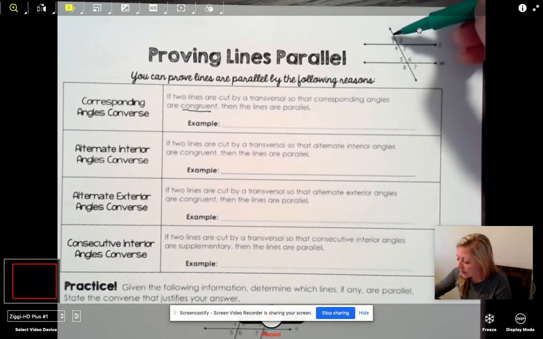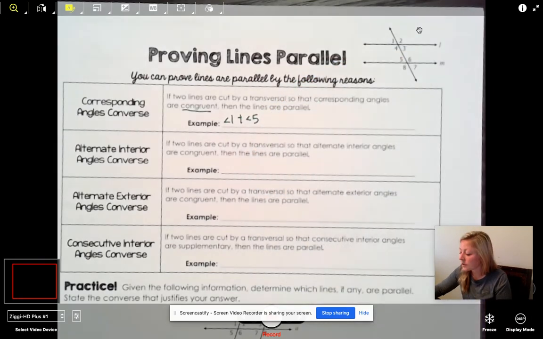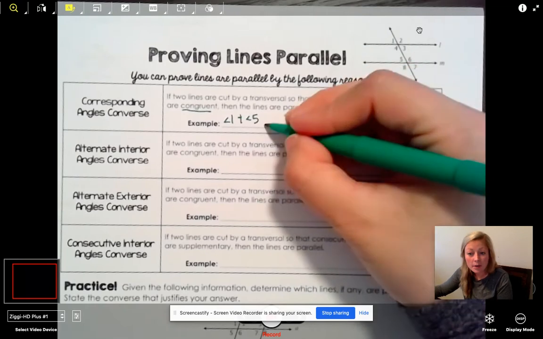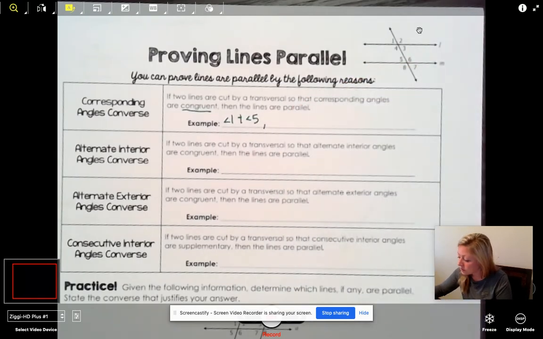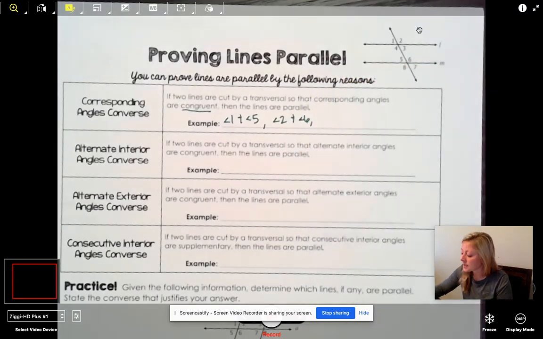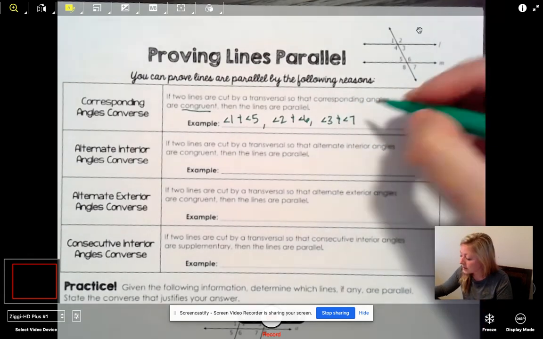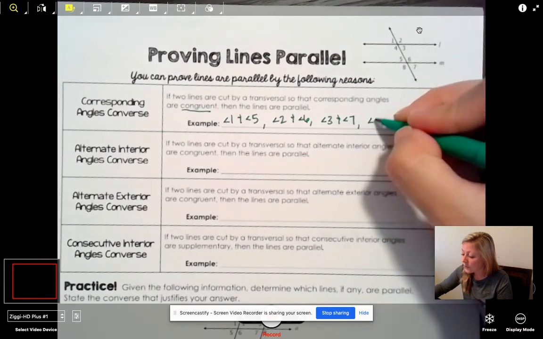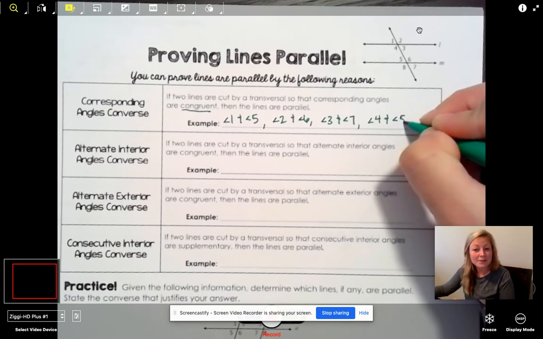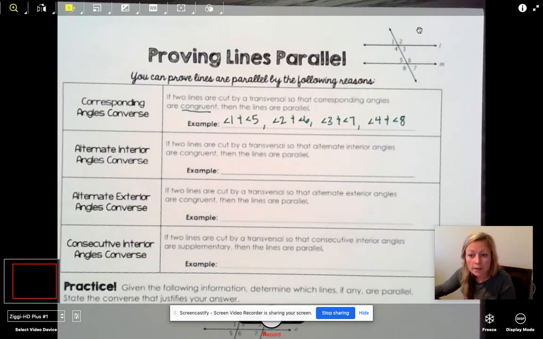For example, here, if angle 1 and 5, those would be corresponding angles. So if those were equal, L would be parallel to M. What's another pair of corresponding angles? We could do 2 and 6. You could also have what, you guys? Angles 3 and 7. And then our last one would be what? Angles 4 and 8. Yes. So if any one of those pairs were congruent, that would prove to us that line L is parallel to M by the corresponding angles converse.